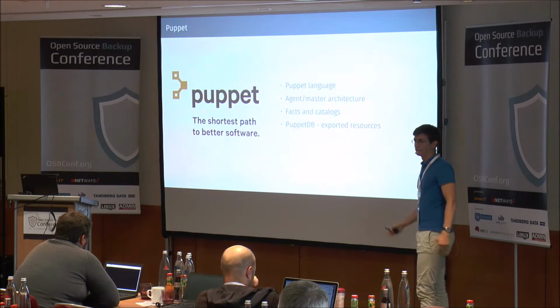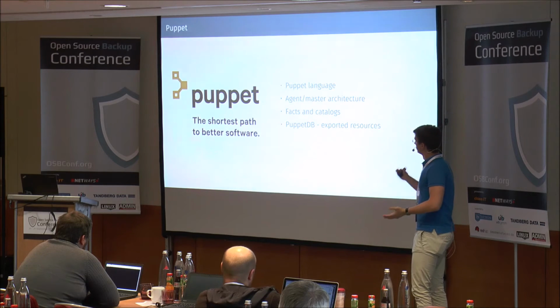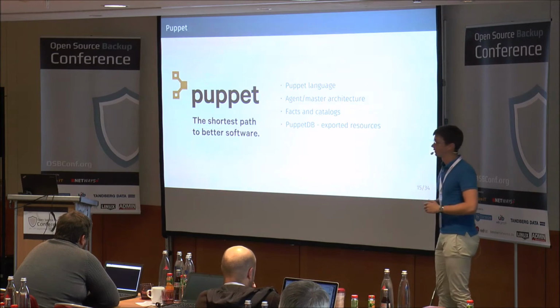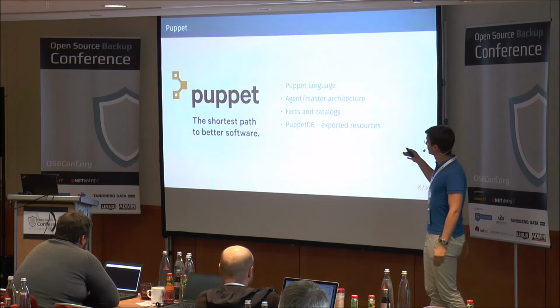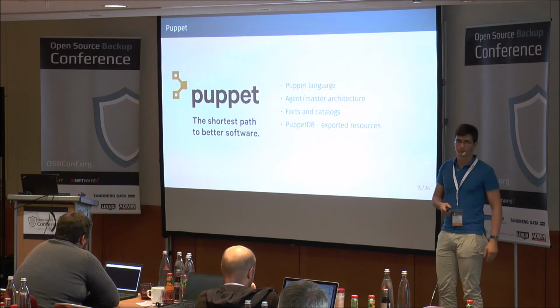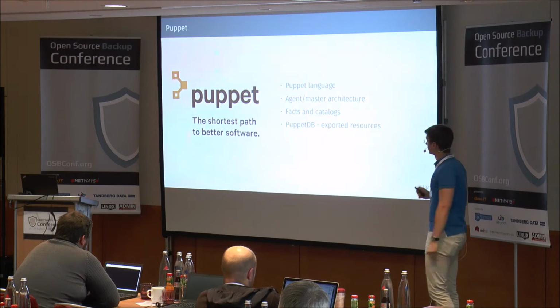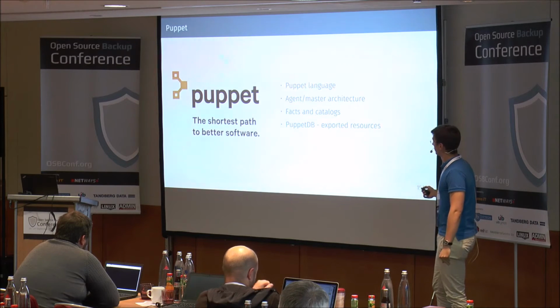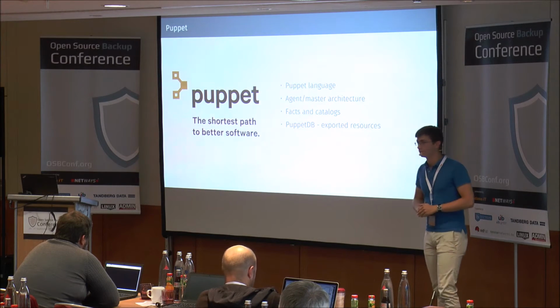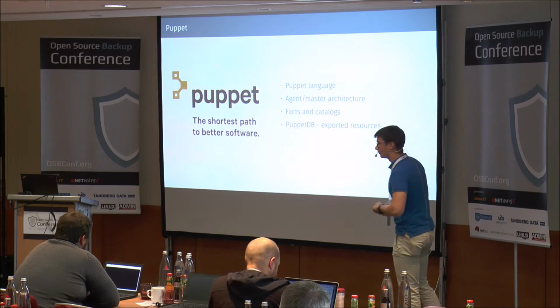A catalog is a collection of some jobs which can be done on the agent. This catalog is then sent back to the agent, and the agent runs the jobs in the catalog, and the configuration is done. There's one special thing. You can also do some exported resources, which I will show you in a few slides for what it is for.